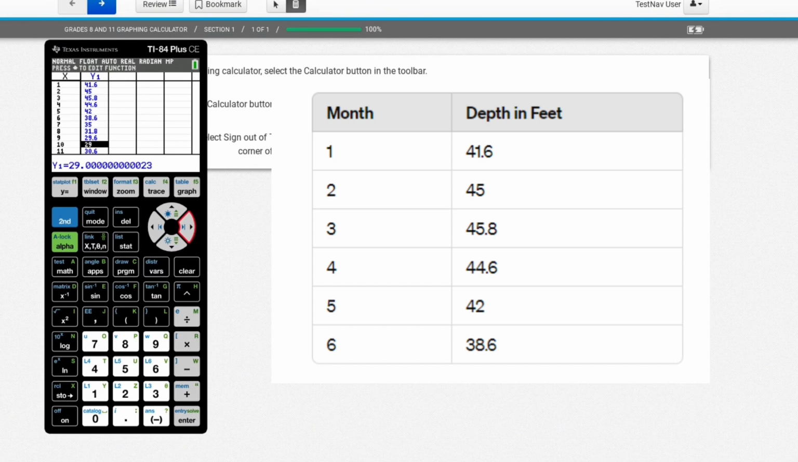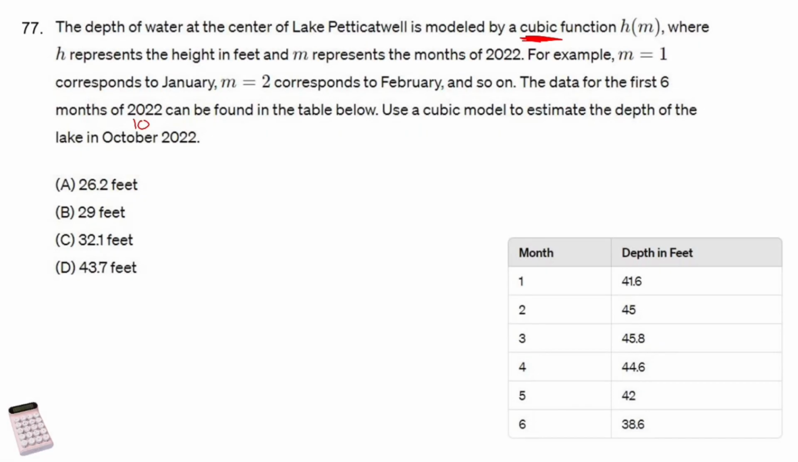So I'll go back and see if I can find 29.000000000000023, or if it's just 29, then I guess I'll select that one. Well, they don't have 29.000000000000023, so I guess I'll select this one. But that's how you do it.